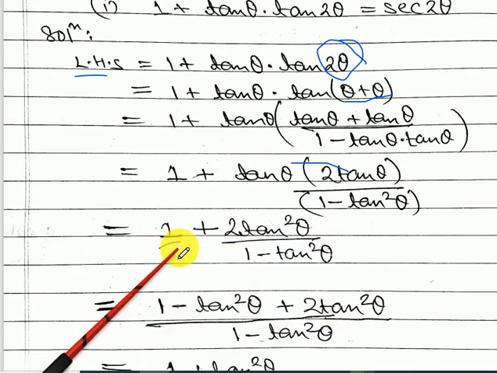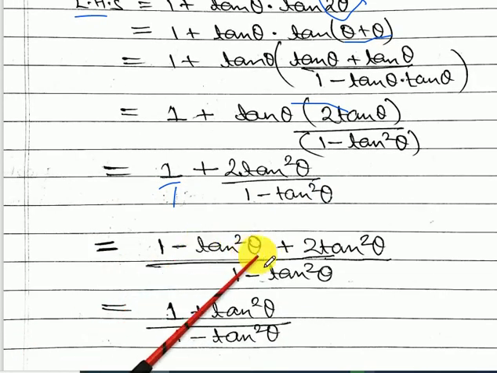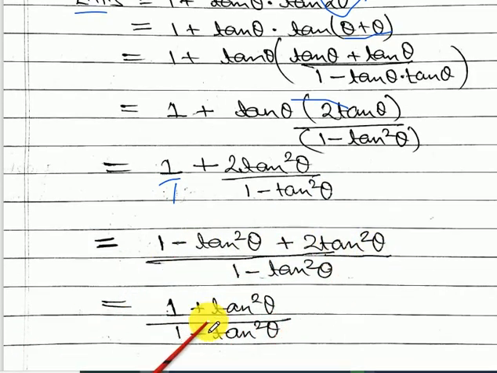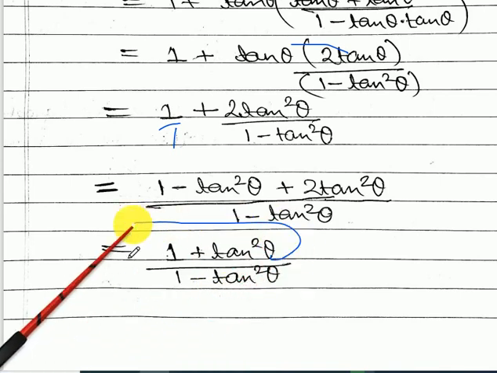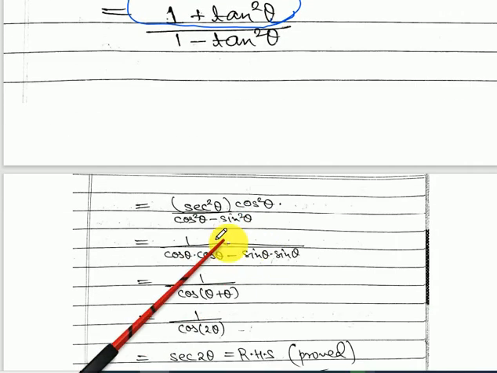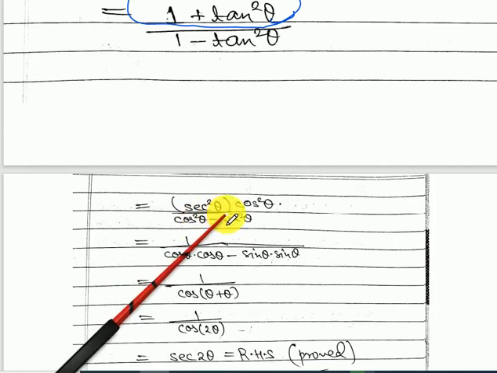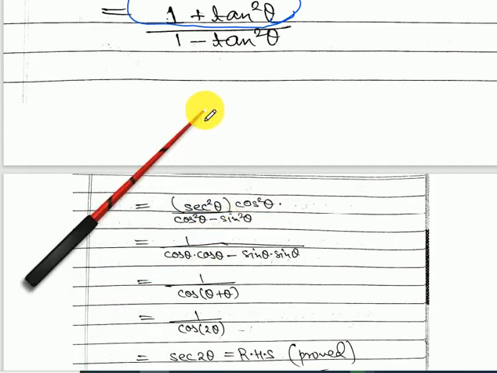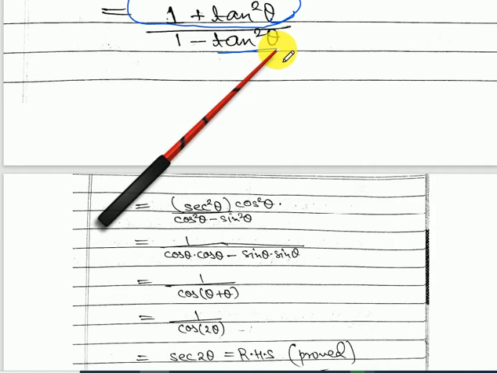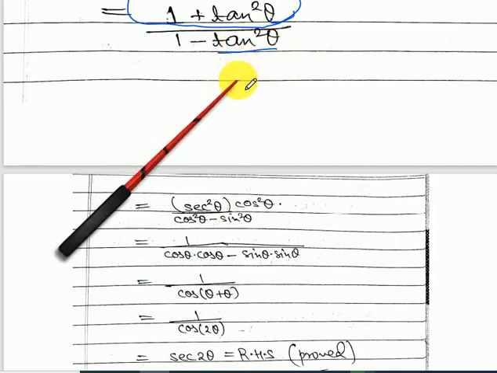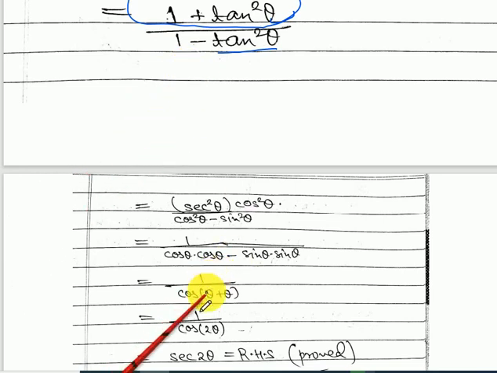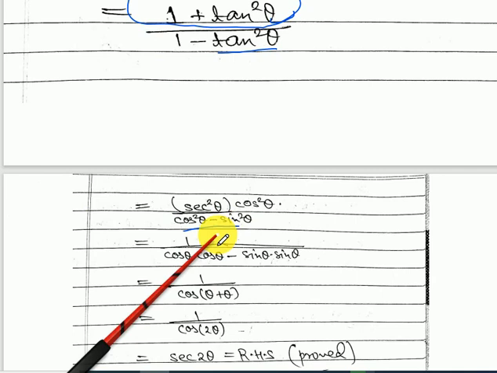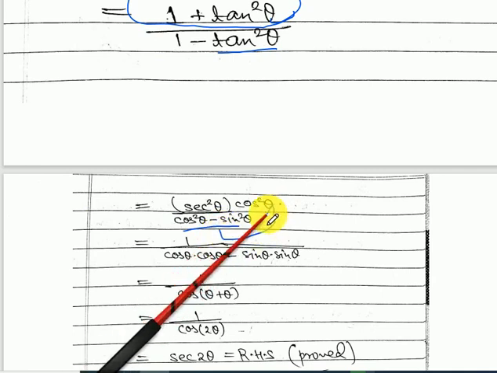Now take the LCM. Okay, so you get 1 minus tan square theta plus 2 times tan square theta. So you get 1 plus tan square theta upon 1 minus tan square theta. You know that this is nothing but sec square theta. Clear? So write sec square theta. Yes. And here this tan square theta can be written as sin square theta upon cos square theta. Cross multiply, or you can say find the LCM, and you will get cos square theta minus sin square theta, and in denominator you get cos square theta, and that cos square theta goes in the numerator. Clear?